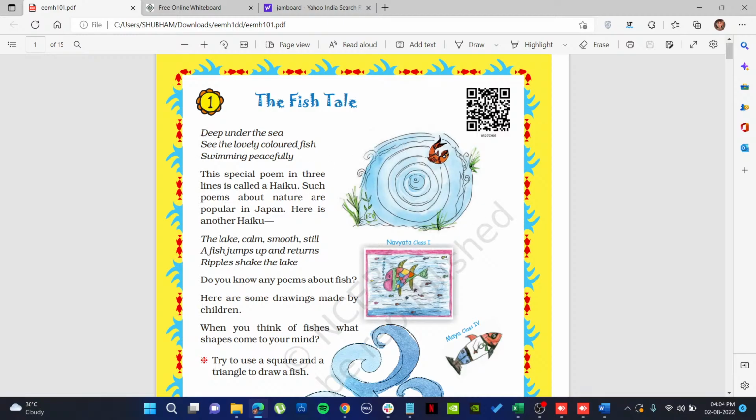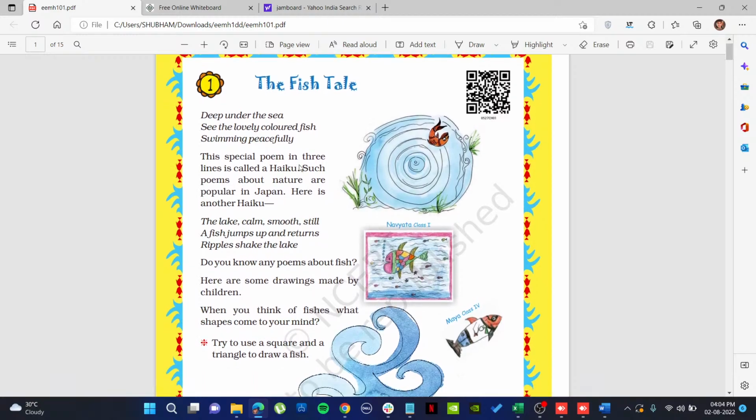Let's read this together. Deep under the sea, see the lovely colored fish swimming peacefully. This special poem in three lines is called haiku. Okay? And such poems are all about nature and it is very popular in Japan.